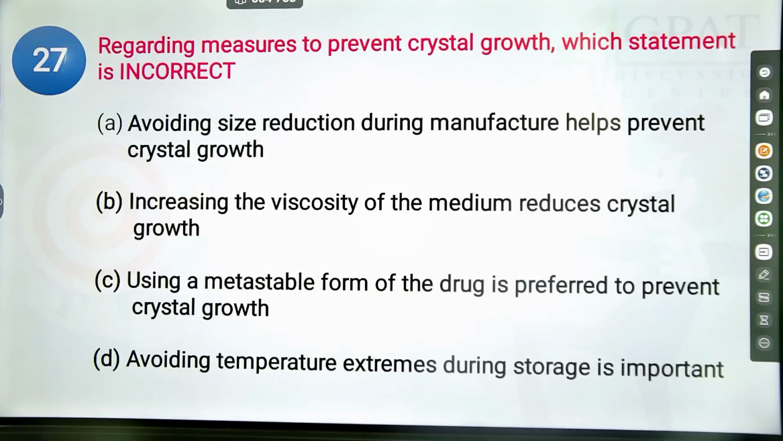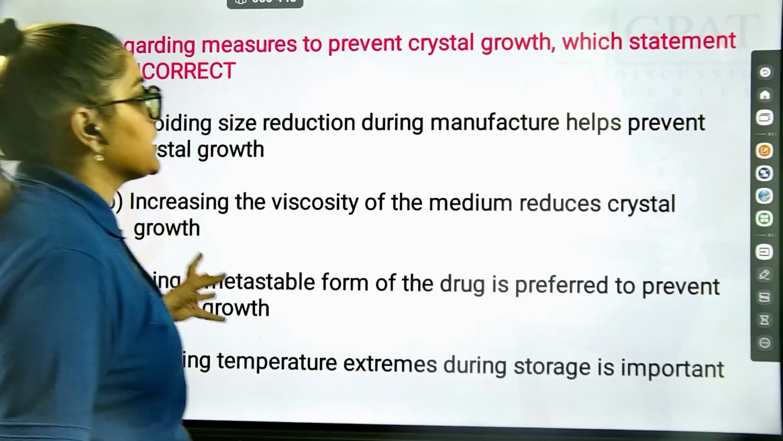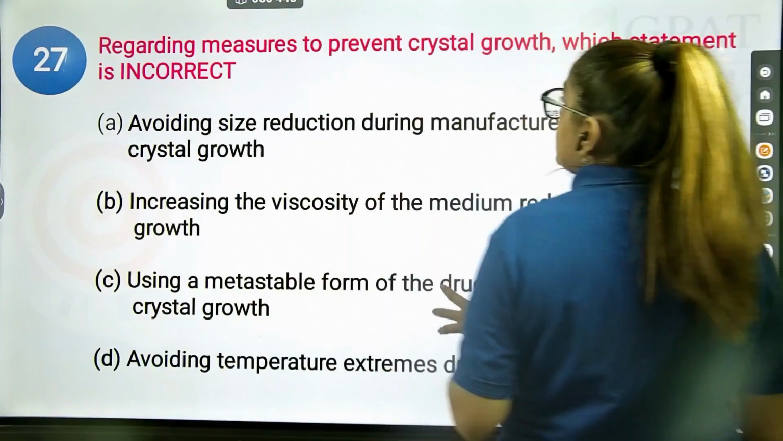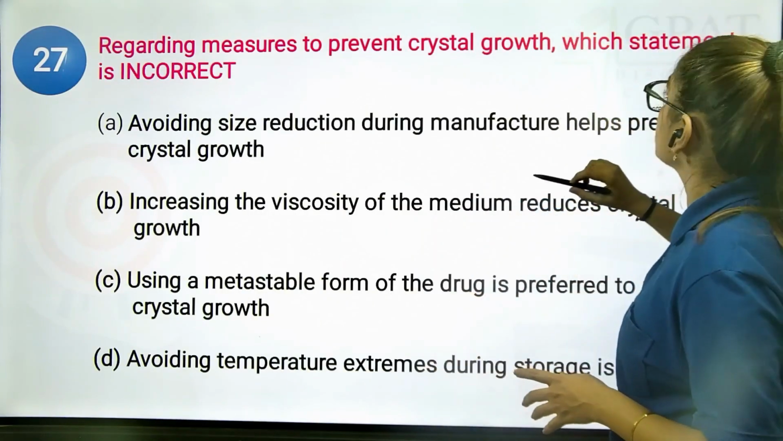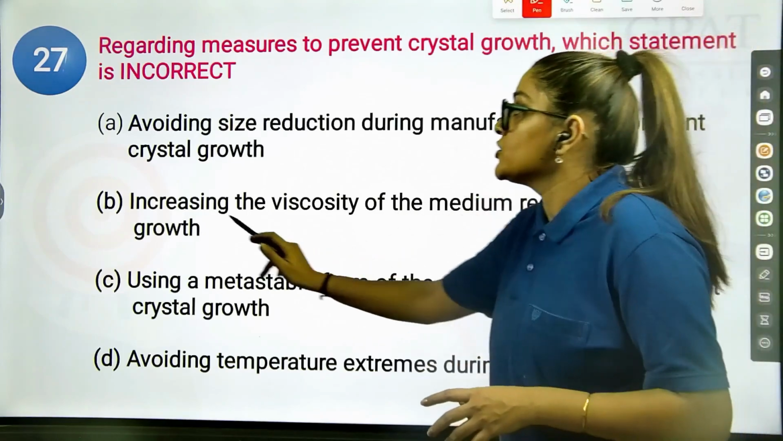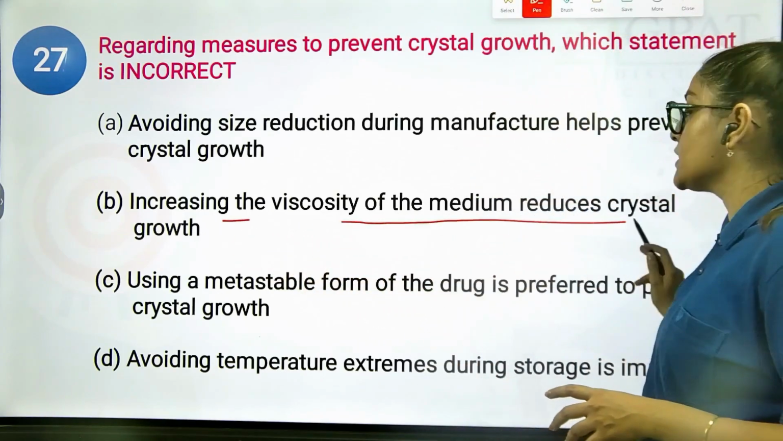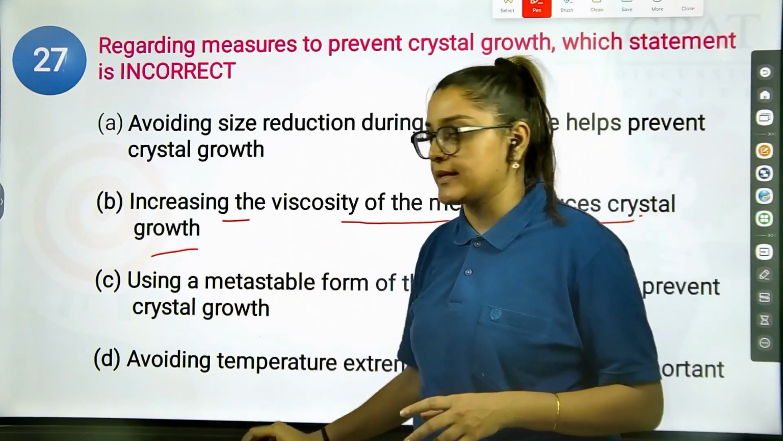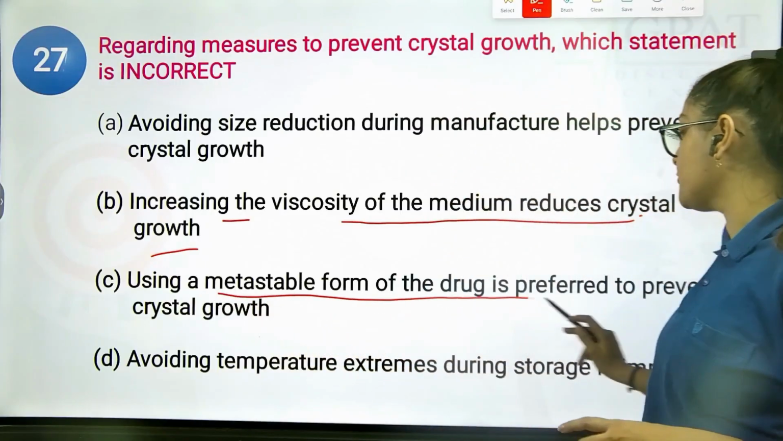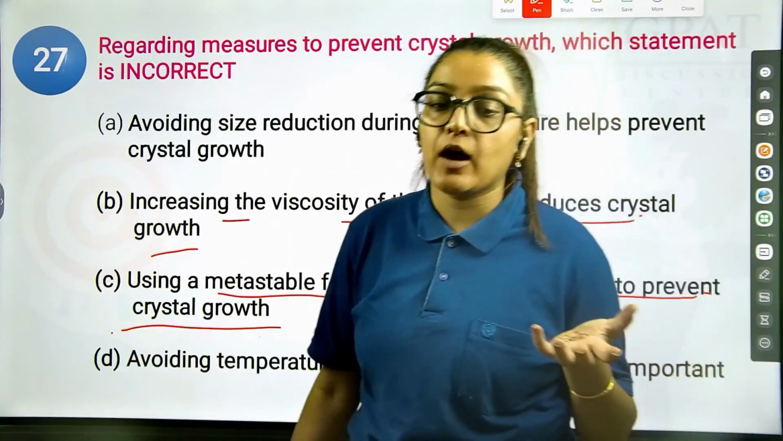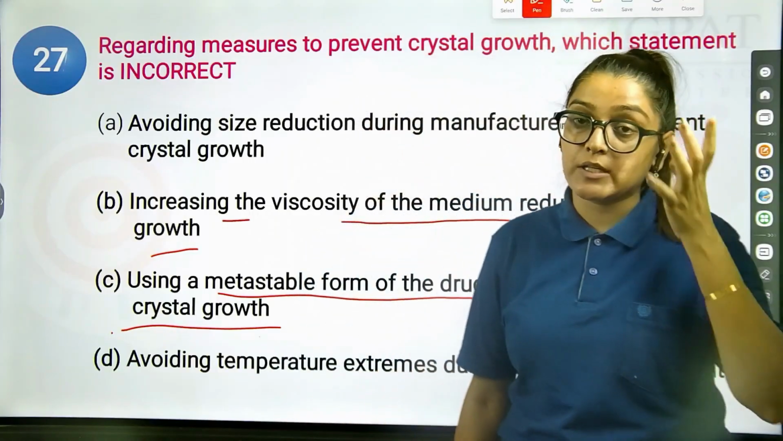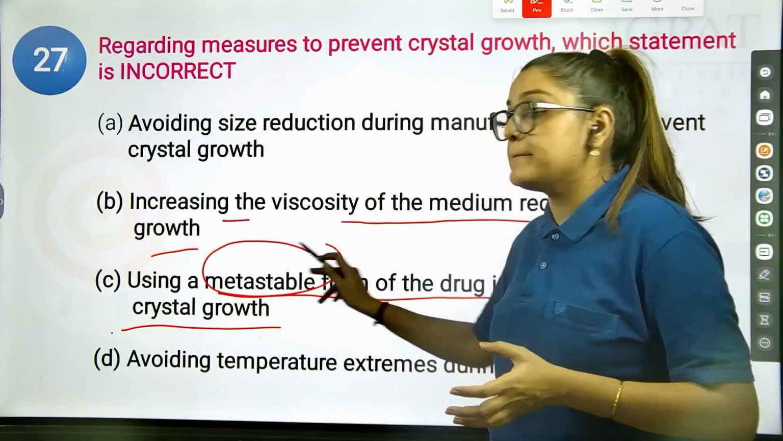Which statement is incorrect? So option A here says avoiding size reduction during the manufacturing helps crystal growth. Which of these statements is incorrect? They are asking, right? So increasing the viscosity reduces the crystal growth. This is also correct. Using a metastable form is preferred to prevent the crystal growth. Actually, the stable forms are usually employed to reduce the crystal growth. Here they are talking about the metastable form.